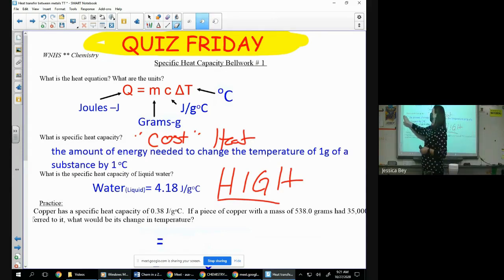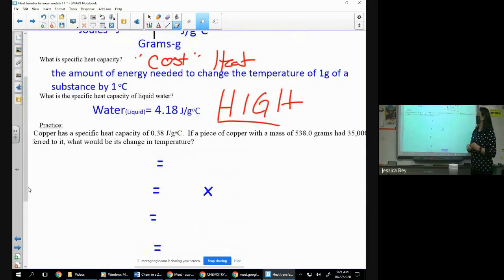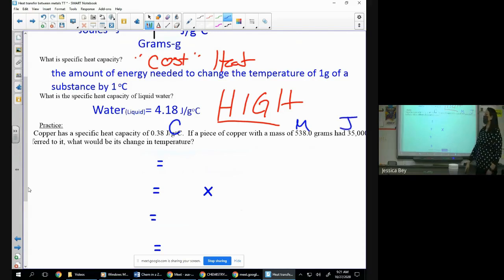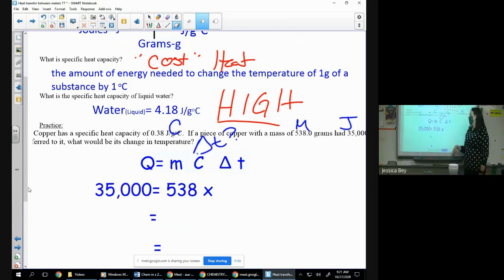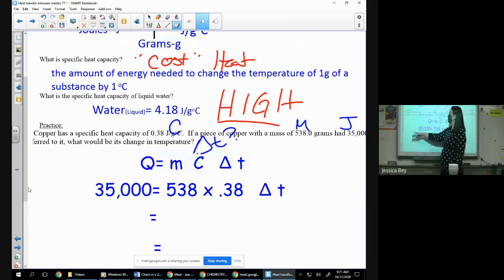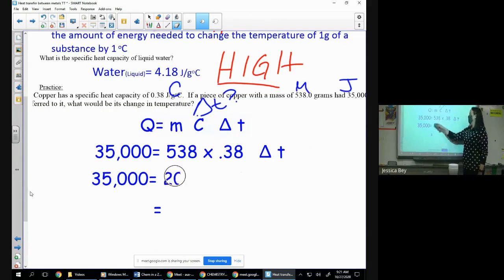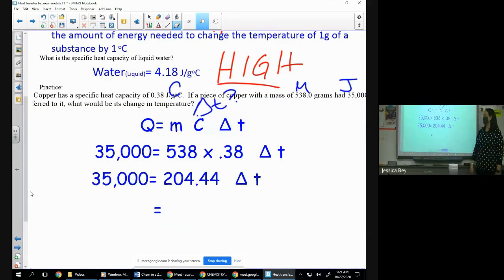Let's do some math very quickly. You will have math problems on Friday for sure. Copper has a specific heat of 0.38 joules per gram degree Celsius. That is my C value. If a piece of copper with a mass of 538 grams had 35,000 joules transferred to it, what is its change in temperature? So my question is, what is the delta T? Q is equal to mcΔT. Q is 35,000. M is 538. C is 0.38. And I'm looking for delta T. I'm going to bring 35,000 down here. I'm going to multiply these 2 things together to get 204.44 ΔT.